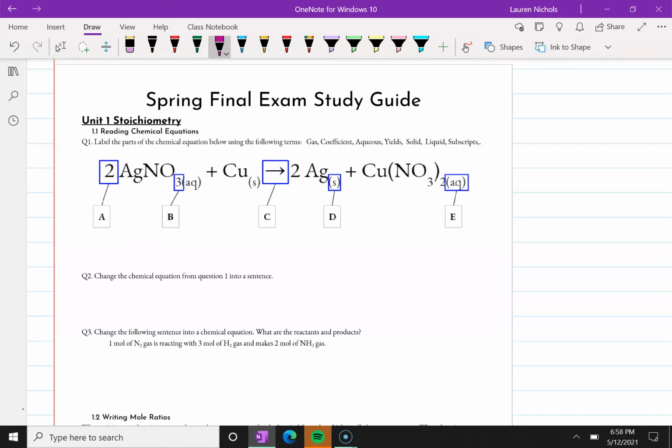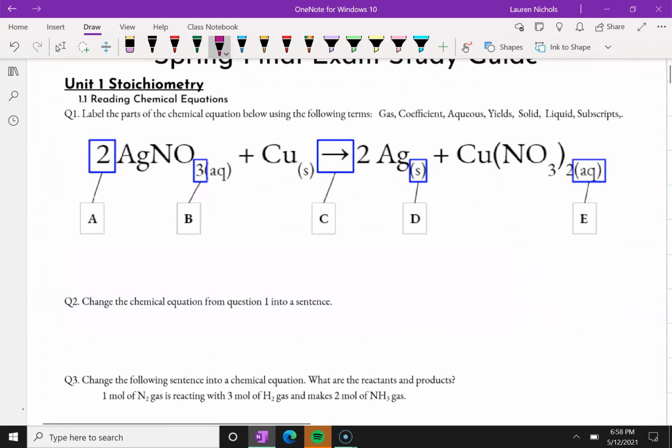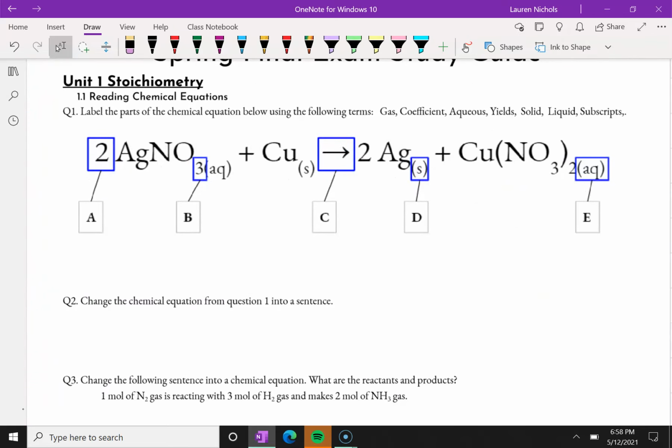So we're going to start with Unit 1, which we started way back in January. The first thing we started with was reviewing and reminding ourselves how to read a chemical equation. So remember, a chemical equation is made up of the symbols, letters, and numbers that represent the chemicals and the amount of them that are used in a chemical reaction. What chemicals do you start off with? What chemicals do you end up with?